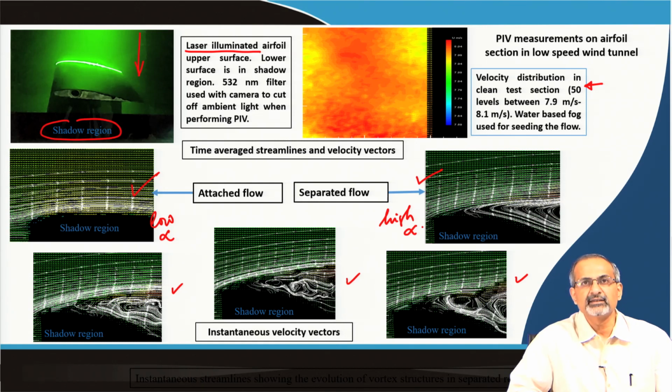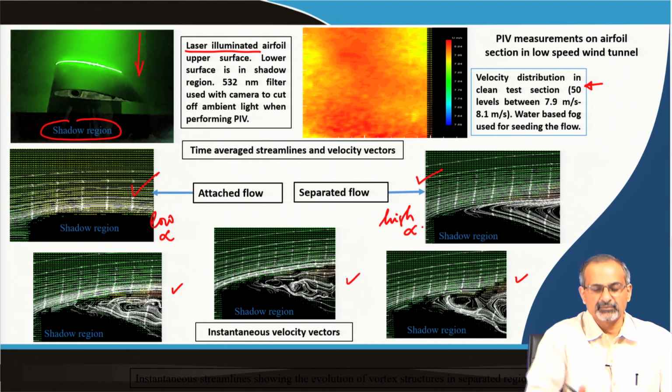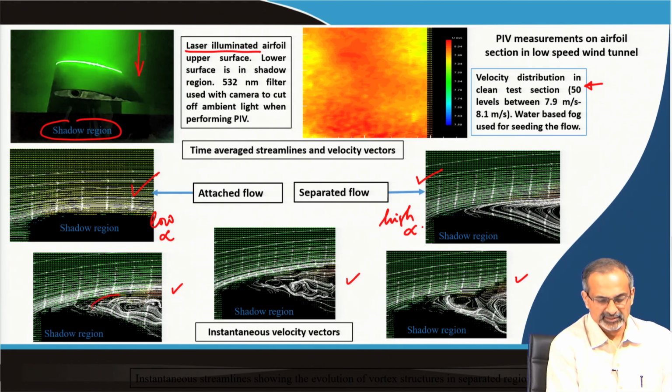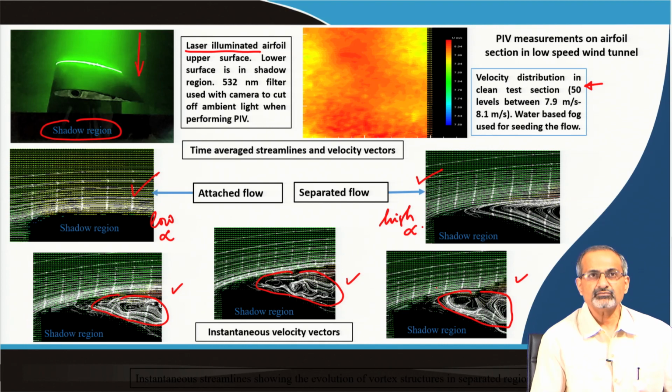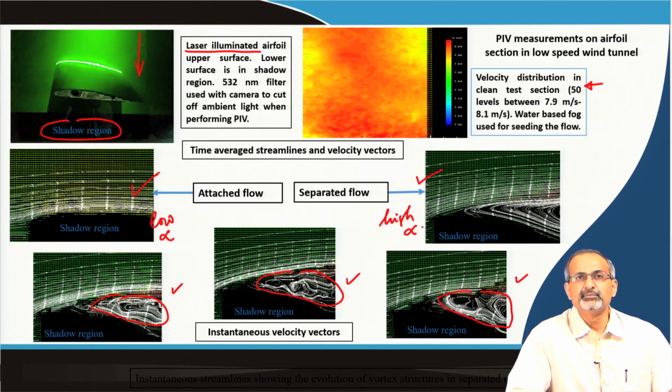unsteady region, and then if you look at the streamlines and the velocity vectors, especially in the separated region, you can figure out that the structures that you see over here from one frame to the other do have differences. That's because of the unsteady nature of the separated flow. So, we are able to get a glimpse of how the whole thing essentially works when we look at such images.